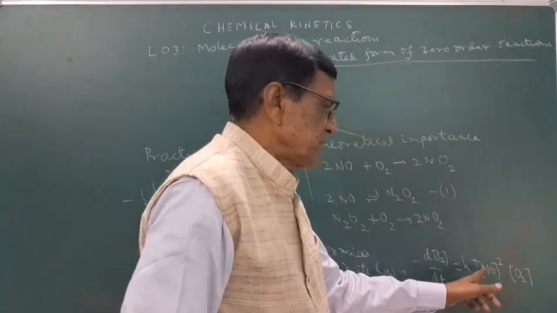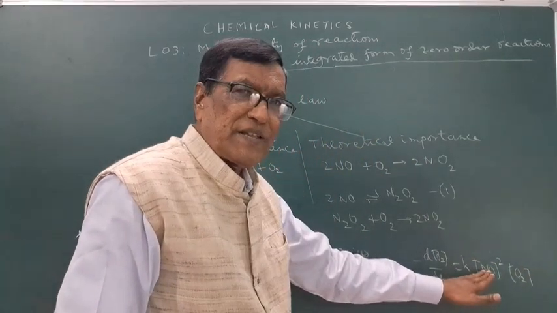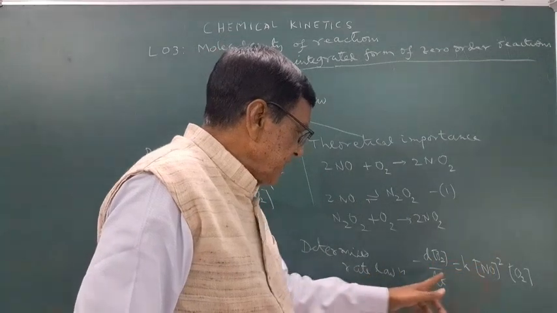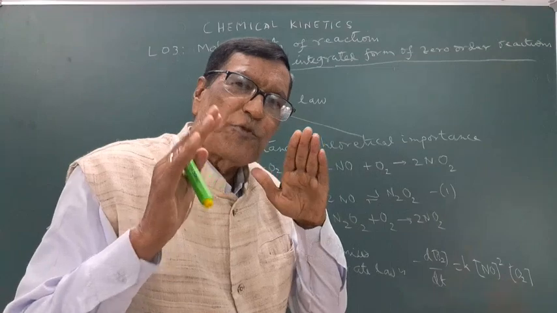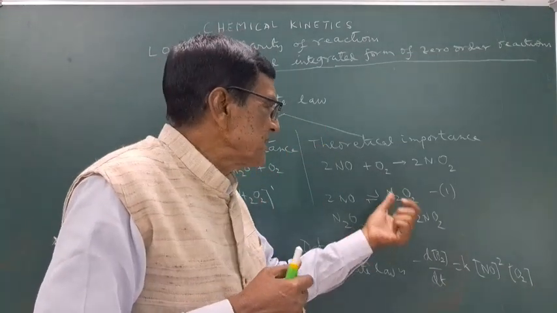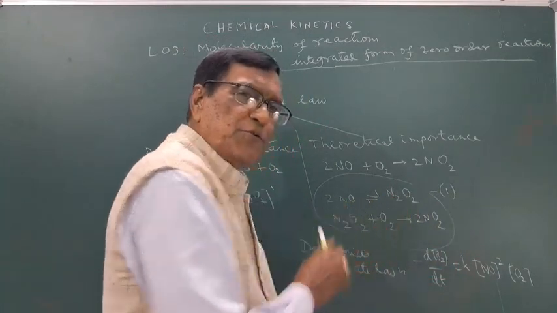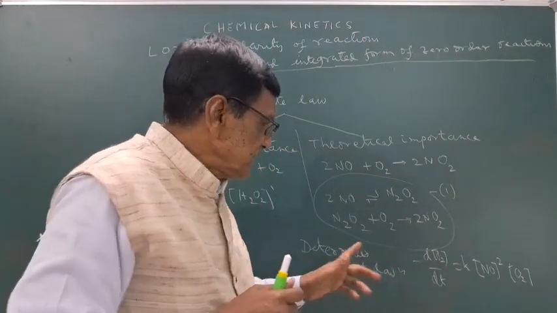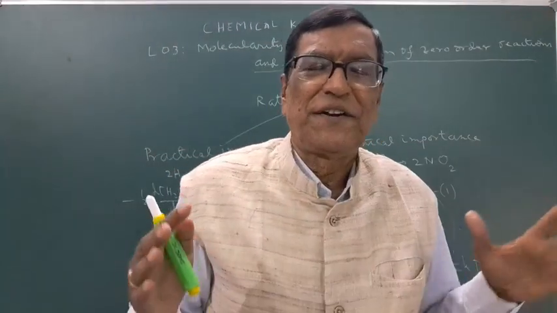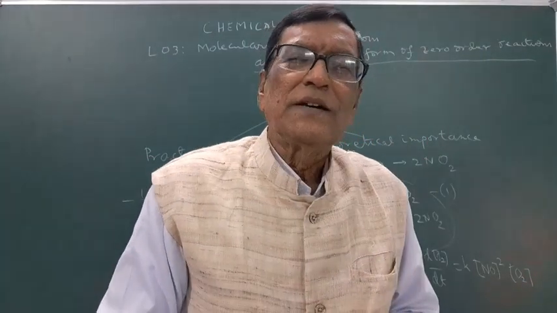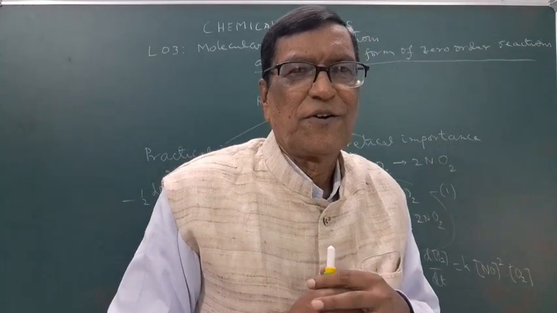It means second order with respect to NO and first order with respect to oxygen. This rate equation, or the rate law, is determined experimentally. And it is also possible to derive this rate equation from the mechanism. If the derived rate equation becomes identical with this experimental rate equation, then the mechanism is accepted. And this is the theoretical importance of this rate law.